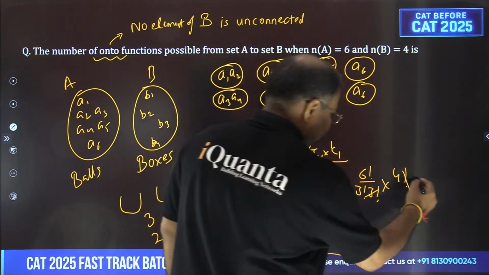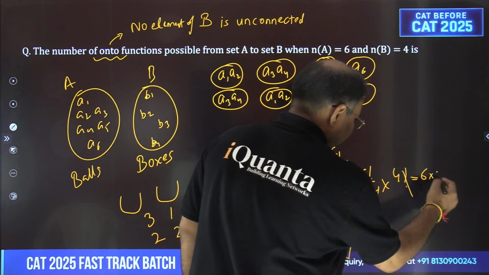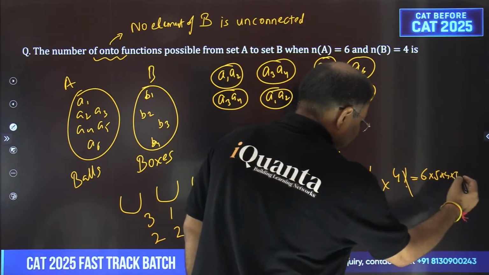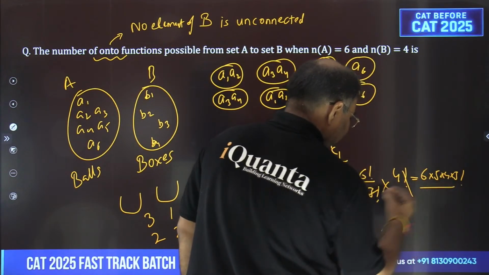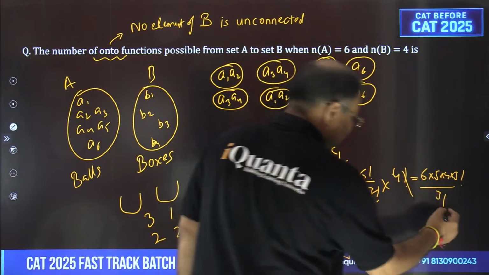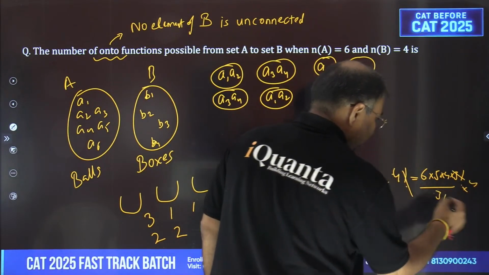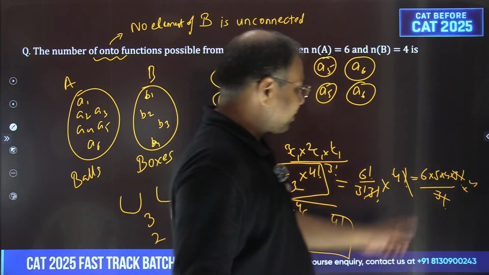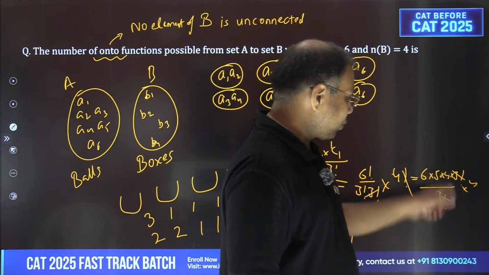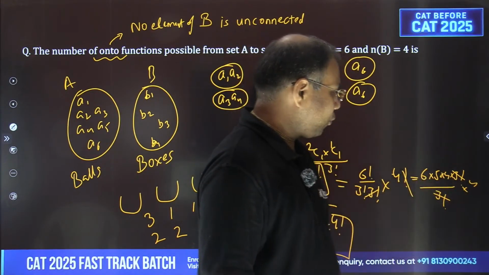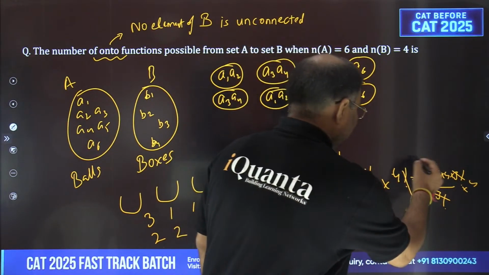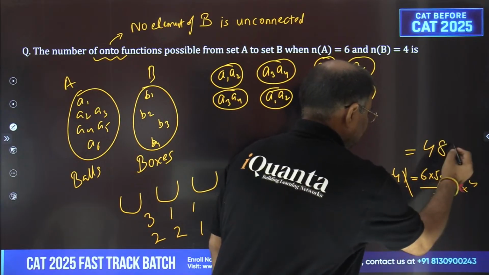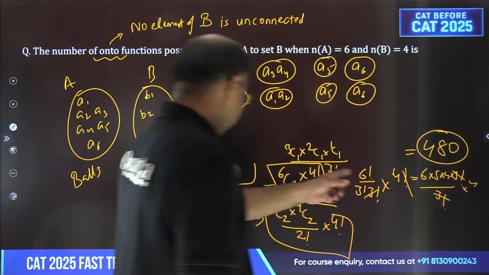And let me simplify this. So 6, 5, 4, 3 factorial divided by this 3 factorial. And we also have this 4 here. This 3 factorial also got cancelled. So 6 5s are 30. 30 into 4 is 120. 120 into 4 is 480. This first part is 480. Okay, this is the answer to the first part.